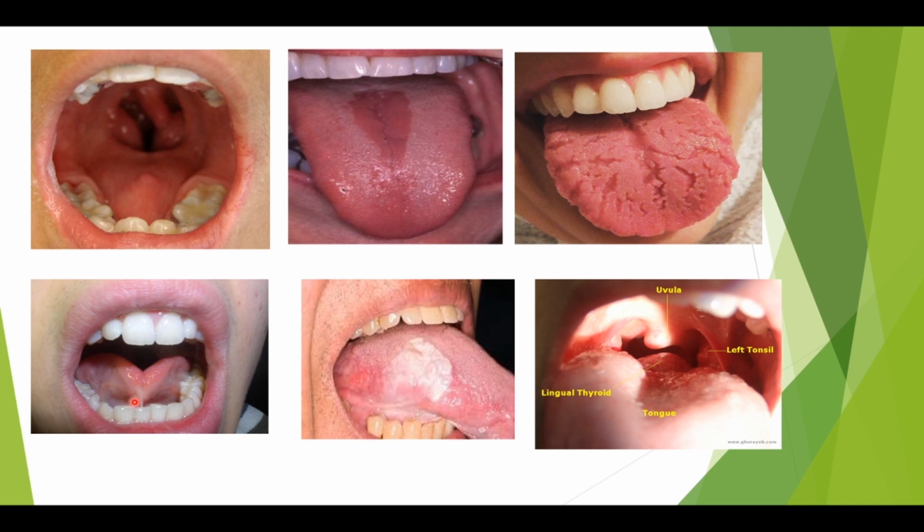Then there could be ankyloglossia. Ankyloglossia is tongue tie. It is to the floor of the mouth. It could be ankyloglossia superior also, where it is attached to the roof. There could be thyroid tissue in the substance of the tongue. Here you can see this is the lingual thyroid present on the surface of the tongue. There could be leukoplakia, white patches on the tongue. Then it could be a fissured tongue, as you can see here in this picture. This is a fissured tongue.